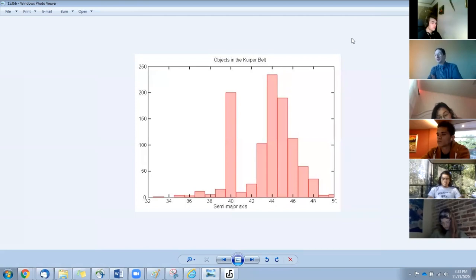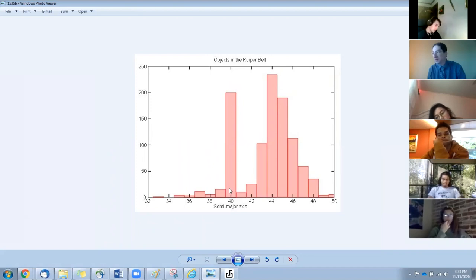So in the Kuiper Belt, here's the distribution of Kuiper Belt distances from the sun. Most of them are about 40-some AU from the sun. But then you have this weird excess at 40 astronomical units. And this is a resonance. It's a 2-1 constructive resonance.